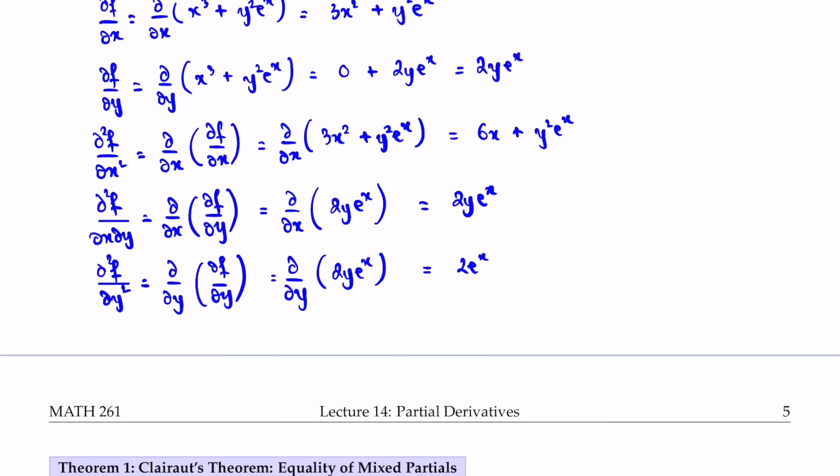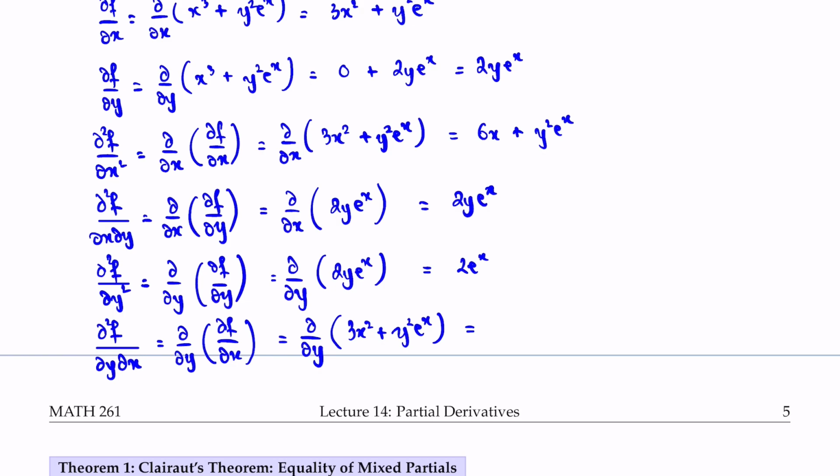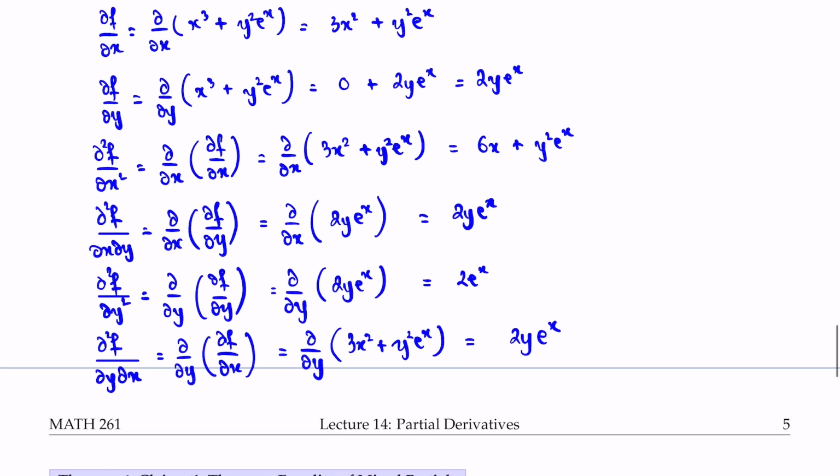And the last one in this case is the mixed partial derivative, so partial squared f, partial y, partial x, which is equal to partial y of partial f partial x. So this is partial y of 3x squared plus y squared times e to the x. And the derivative of 3x squared with respect to y is going to be 0 because x in this context is a constant. And x is a constant, therefore e to the x is also a constant. When you take the partial derivative of this term with respect to y, you get 2y times e to the x. Again, we notice from our calculations that the results of the mixed partial derivatives are equal to one another.